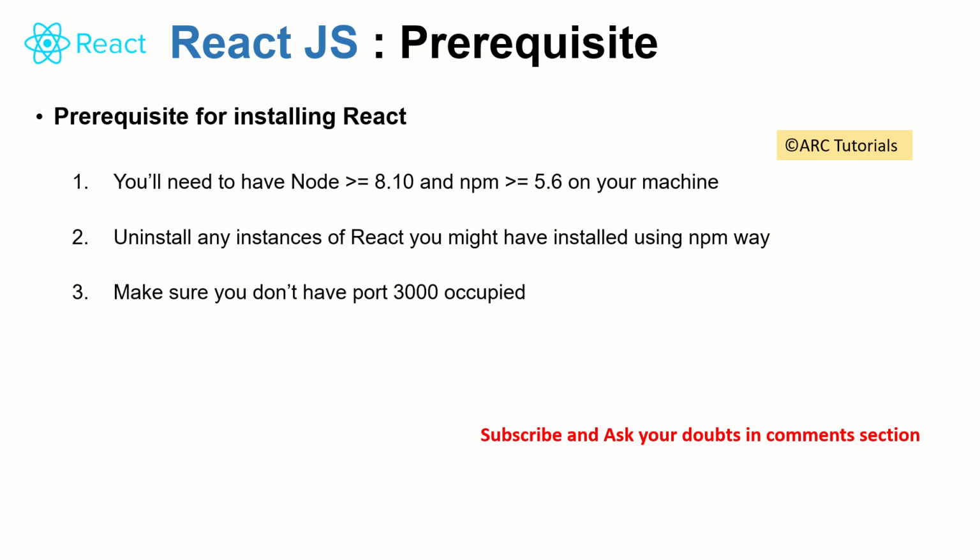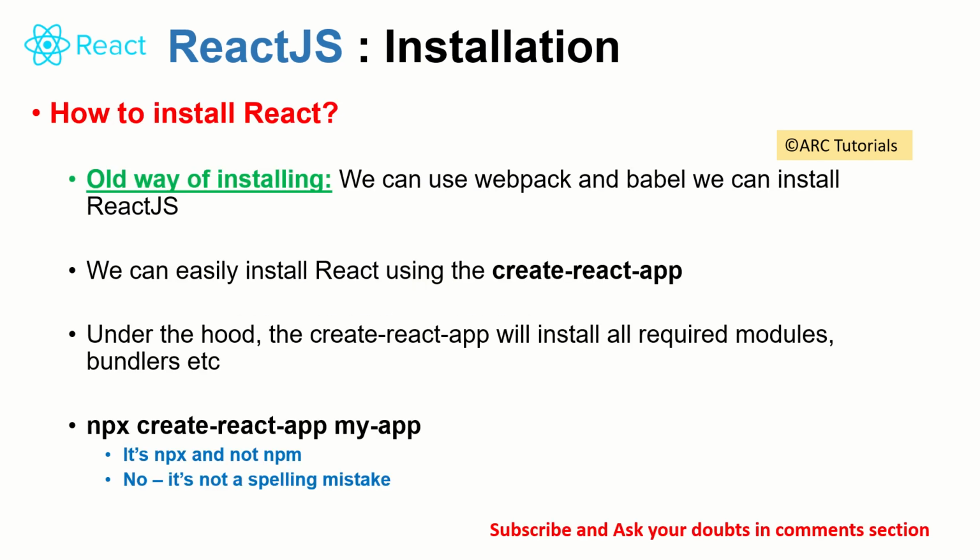Also, make sure that you don't have any previous instances of React which you would have installed using npm. If you already tried installing React using npm, like npm install react, don't do that, or maybe try and uninstall it because it causes issues. Finally, make sure that you have port 3000 which is not occupied, alright, because it will lead to issues. Alright, that being said, let's go ahead with the next step.